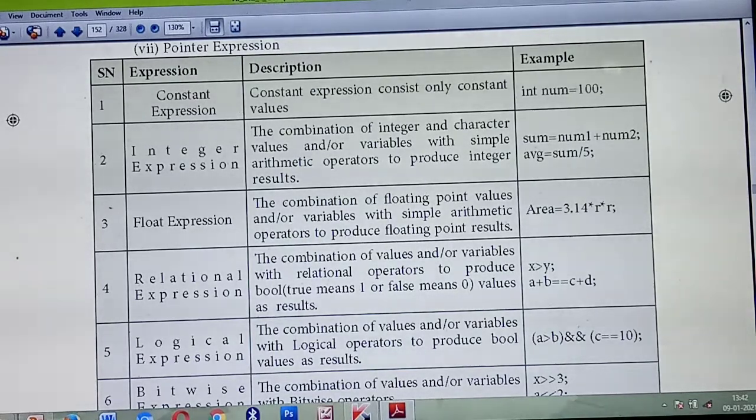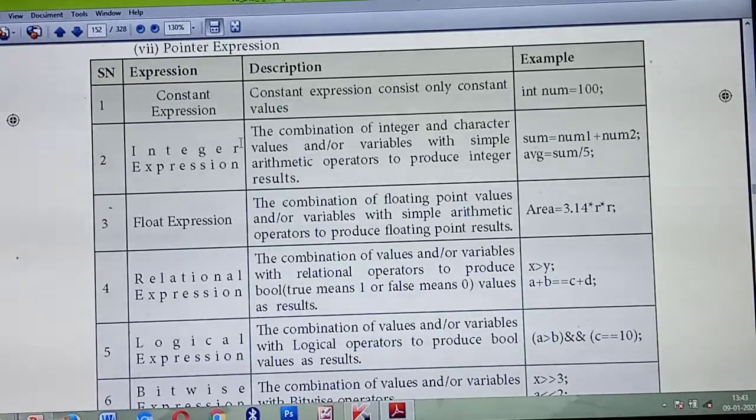For example, listen carefully. So here int num equal to 100. So which is the constant value here? 100. That means the value of num is 100. You are assigning a constant value for the variable num. That is num equal to 100. Understood what I mean by constant expression? Constant expression means it will contain only a constant value. Here the value of num is 100. That is, the variable num has a constant value 100. Understood?